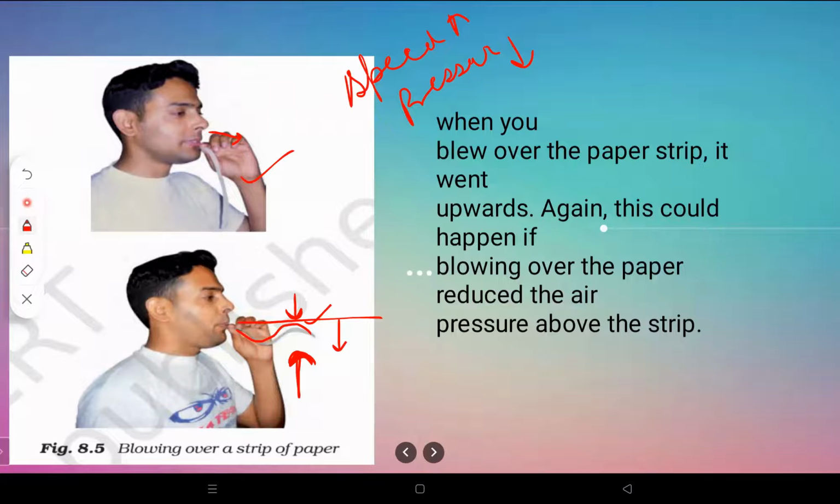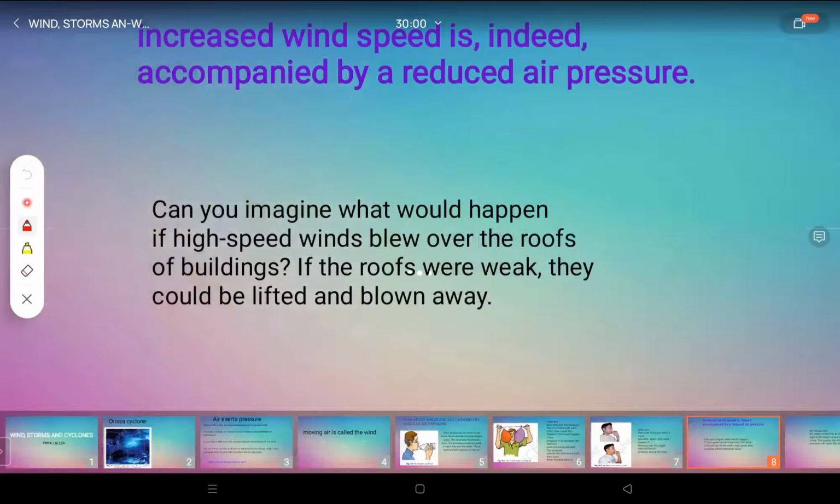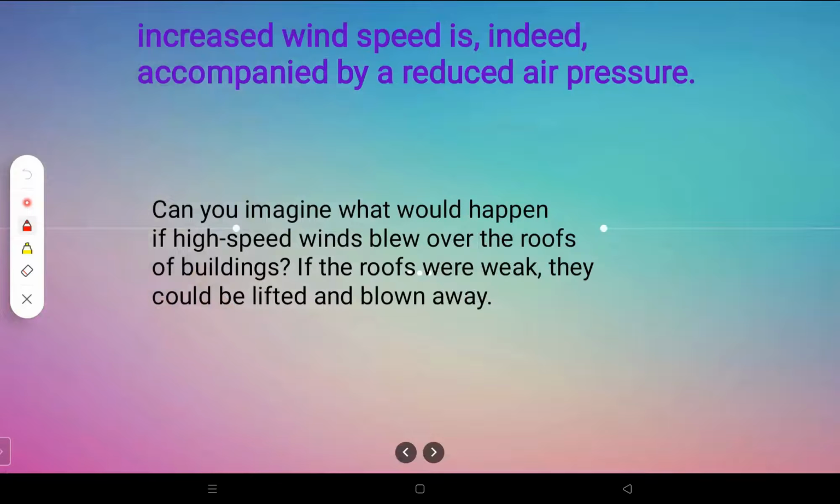Got it? Okay. Consider pressure as well as speed. When the speed is increased, the pressure will decrease. So I can say increased wind speed is indeed accompanied by reduced air pressure. Right? Now, can you imagine what would happen if high speed winds blew over the roofs of buildings?